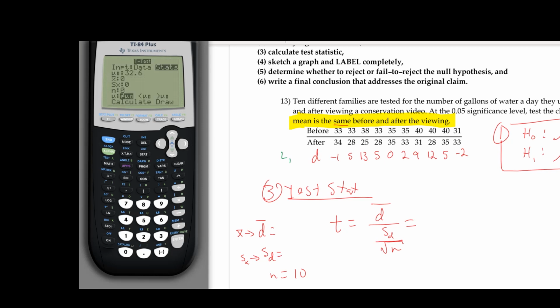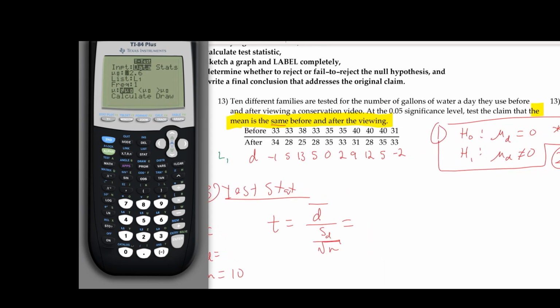Okay. We treat this as if it was just one list of data, and we're only analyzing the differences here. We're not under stats, we're under data, so make sure that that's highlighted. And the value in the null hypothesis, well, the mean difference is 0, so just replace that with 0. My list was in L1, so just keep that at L1.